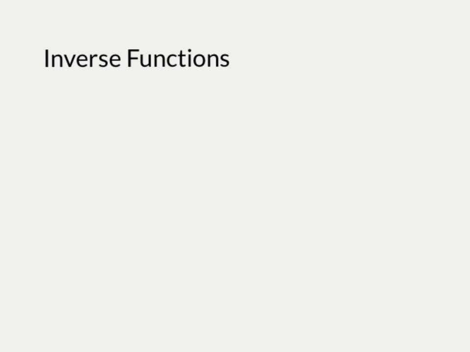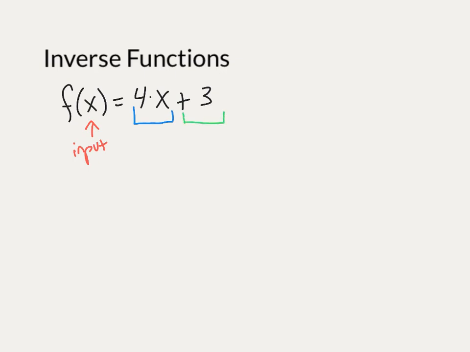Alright, so we're going to start out with a function f of x equals 4 times x plus 3. What this function is doing is taking some input. From our notation, we know that our input here is x. The first thing that's going to happen to my input is I'm going to multiply by 4. And then the second thing is I'm going to add 3.